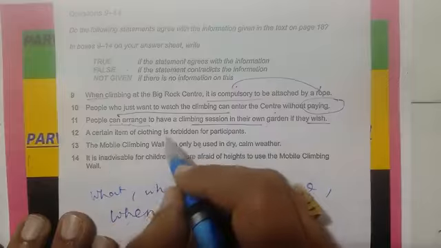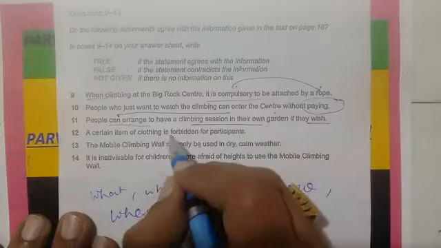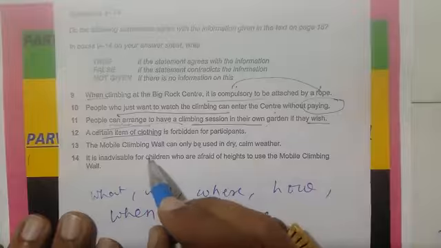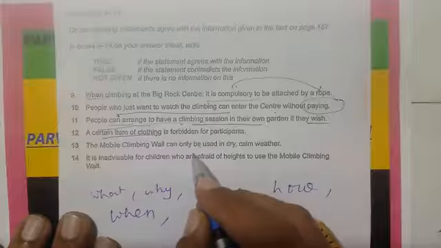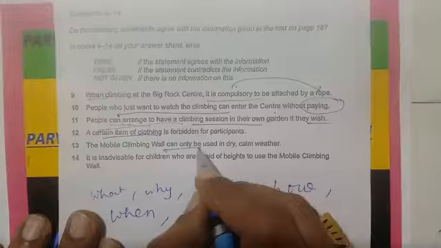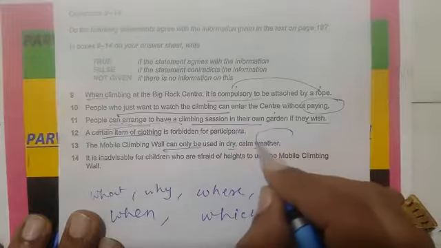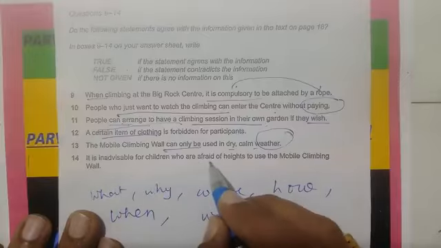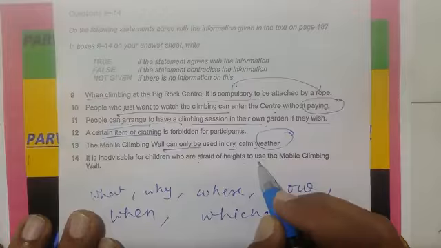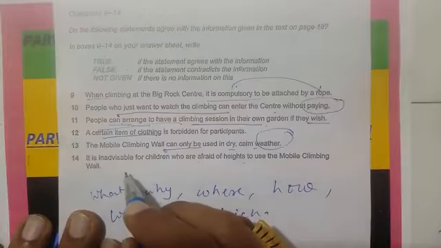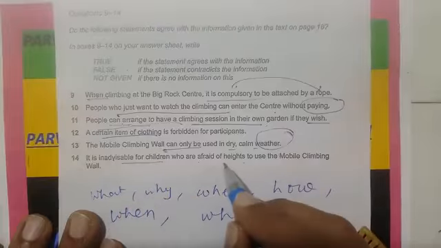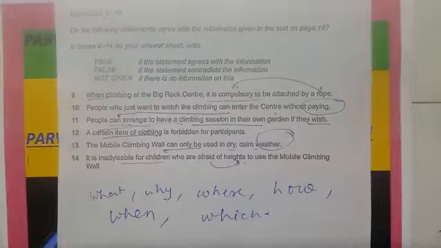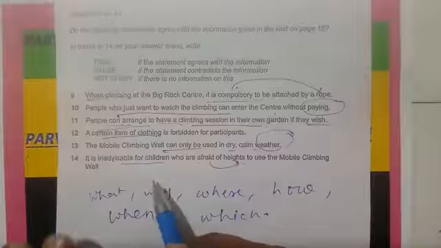A certain item of clothing is forbidden for participants. So which one is this? Clothing is important here. The mobile climbing wall can only be used in dry, calm weather. So here dry and calm, because it is related to the weather. So remember this. It is inadvisable for children who are afraid of heights to use the mobile climbing wall. So it is inadvisable for children, right? So who are afraid of heights, to use. So these are the things. It means we have to search for the children here.